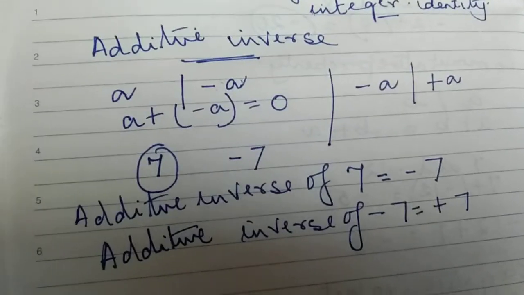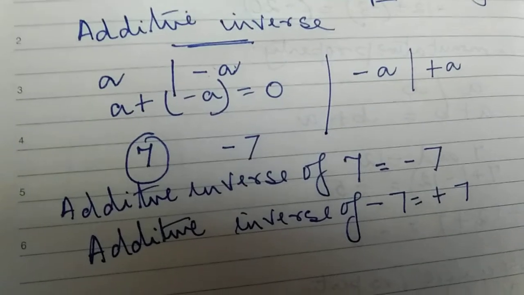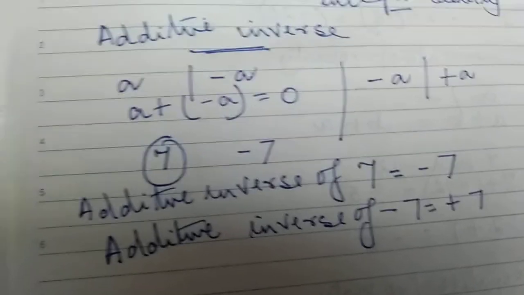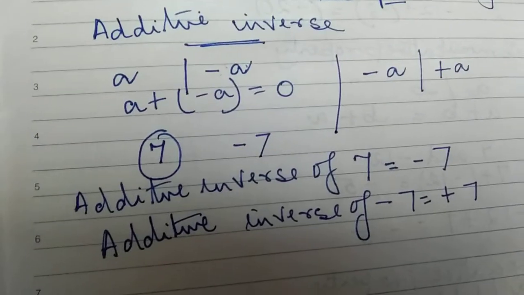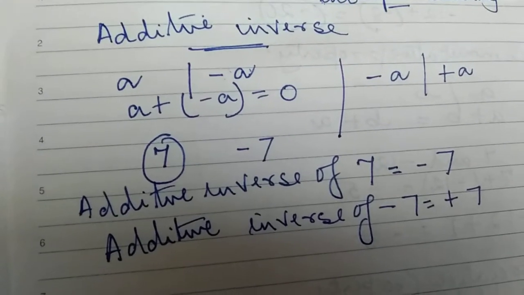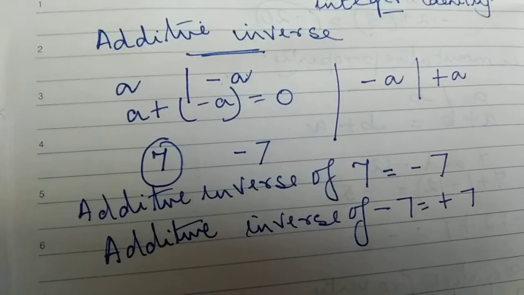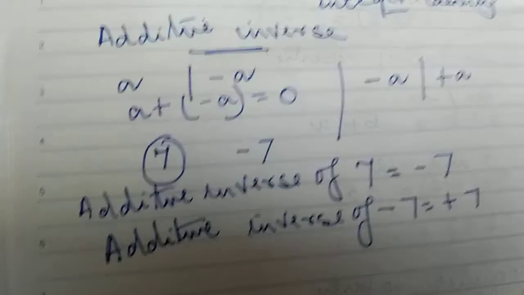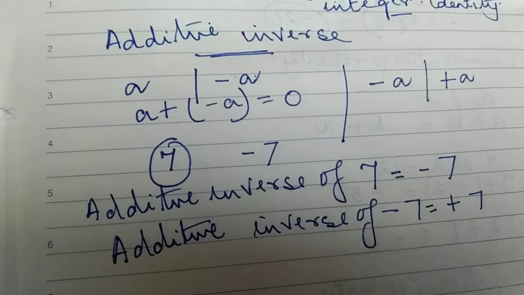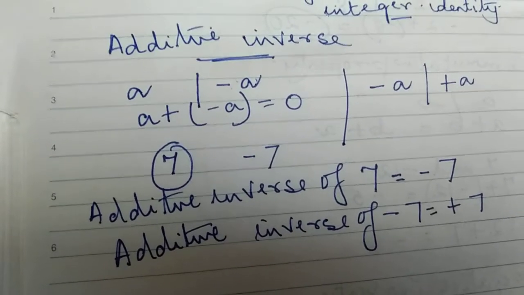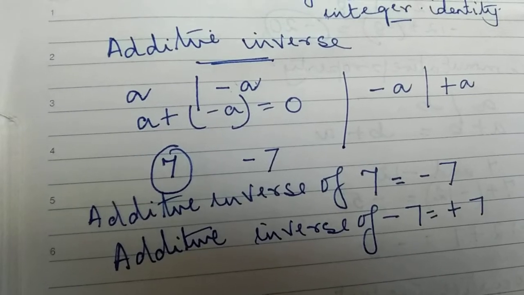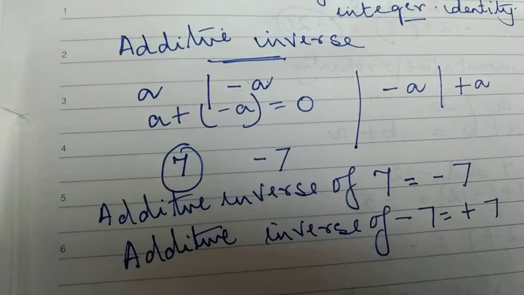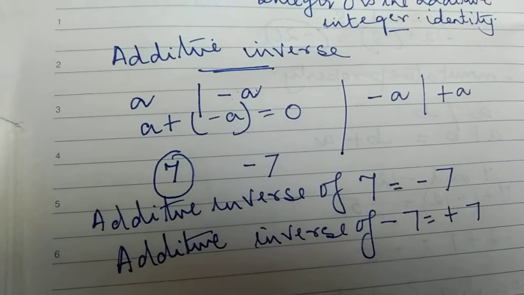So the additive identity is 0. For any value, 0 is the additive identity. Additive inverse means if you have a negative integer, then the additive inverse will be the positive integer of the same value. And if you have a positive integer, the additive inverse will be the negative integer of the same value. Okay, these are the properties of addition of integers.